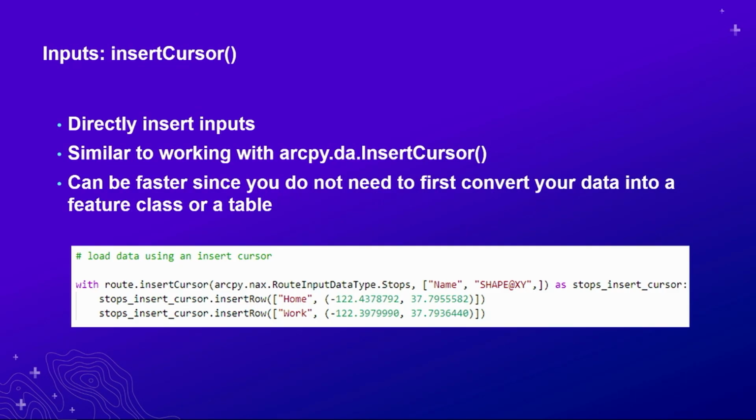Thanks, Max. If you're getting your inputs from something other than a feature class, such as a CSV file with latitude and longitude, or the results of some other analysis, you can directly insert those into your network analysis using the solver object's insertCursor method. This method isn't the same as the arcpy.da.insertCursor, but it behaves in a very similar way.